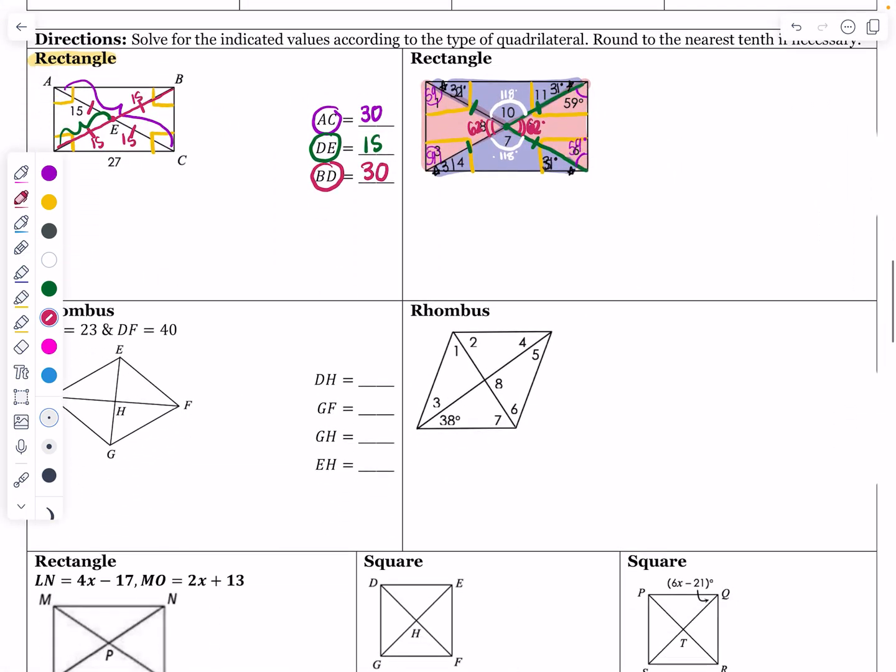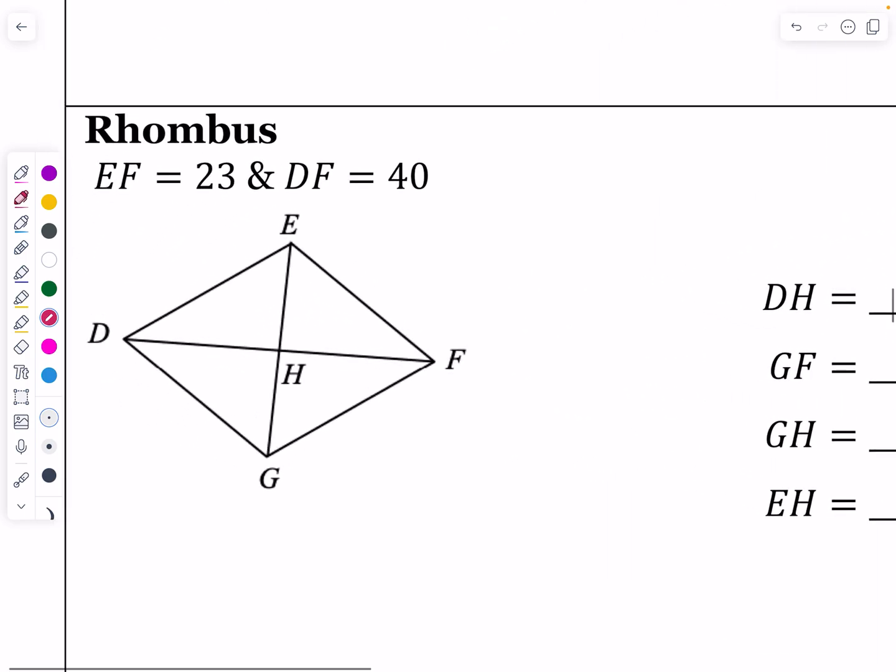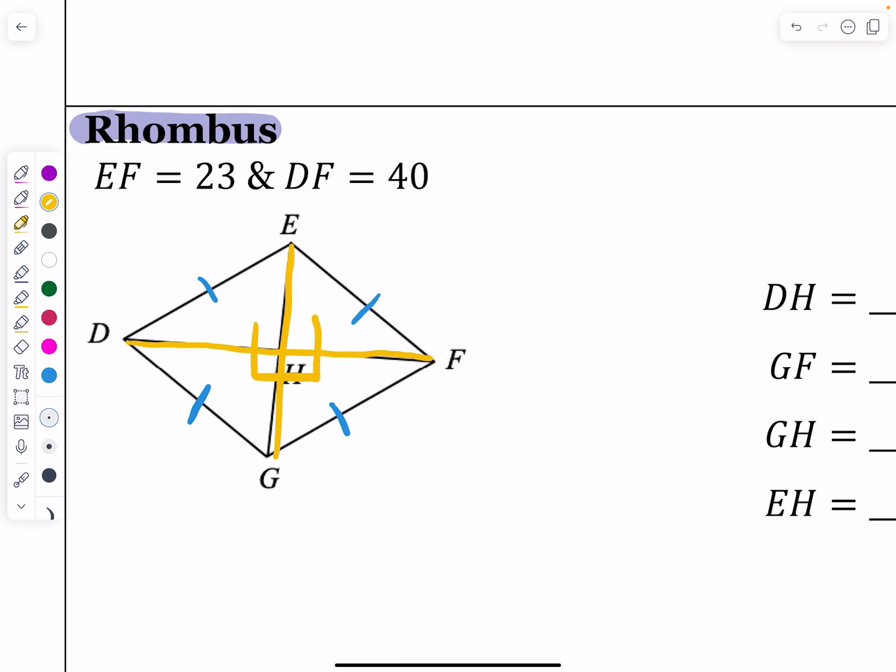All right, so now let's go to the rhombus problems. I'm given the fact that this shape is a rhombus. So what does it mean that it's a rhombus? It means I need to make this smaller, is what that means. All four sides are congruent to each other, and the diagonals are going to be perpendicular. So at point H, they cross at 90 degrees. That is going to be true of every rhombus.